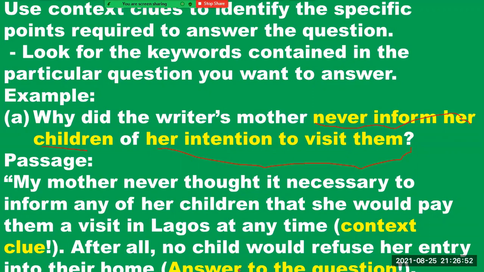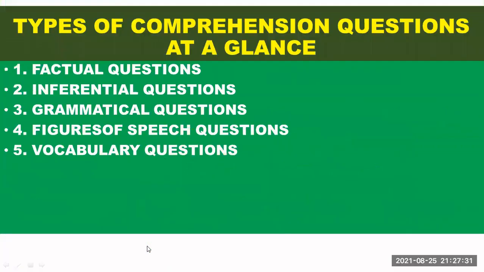All right, so then we are looking for the answer, and the next sentence gives us the answer. After all, no child will refuse her entry into their home. This is the exact answer. Why did the writer's mother never inform her children of her intention to visit them? It was because she believed that her children would not refuse her entry into their home. That was just the simple reason that she didn't inform any of them whenever she wanted to visit them.